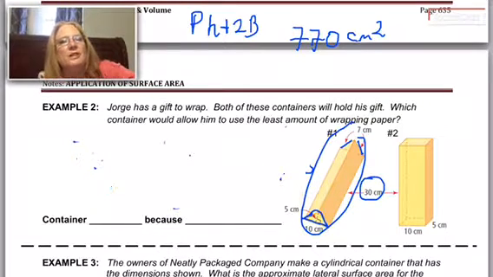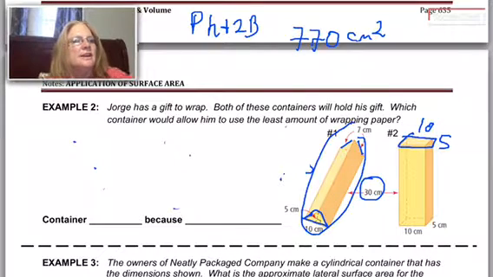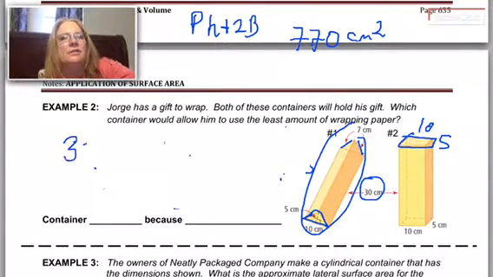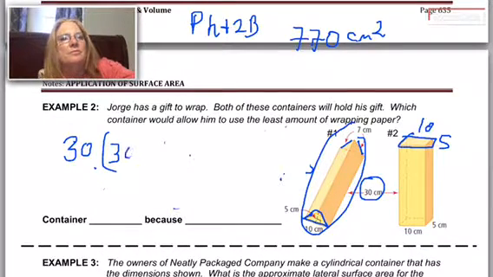Okay, same formula, perimeter times height plus 2 times the base area. And now we will call this the base. This has dimensions of 10 and 5, and so the perimeter of that base would be 30. The height is the same, it's 30.